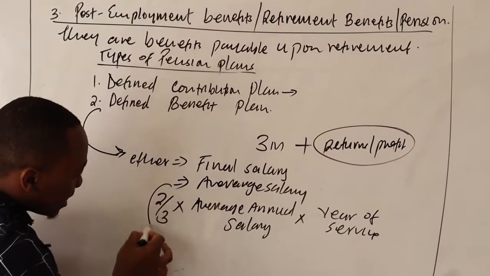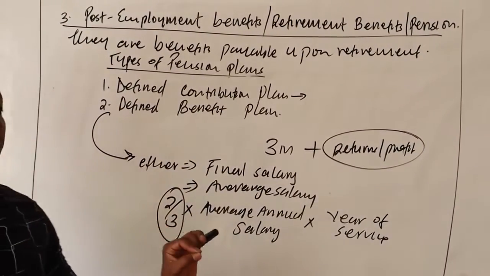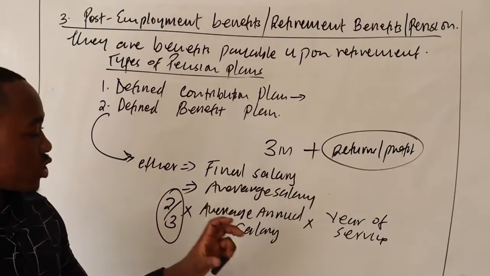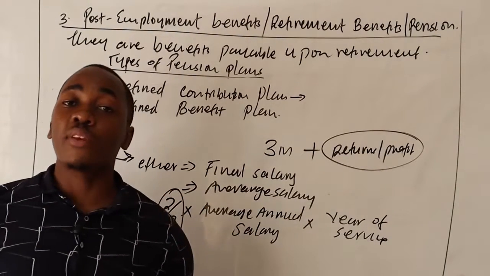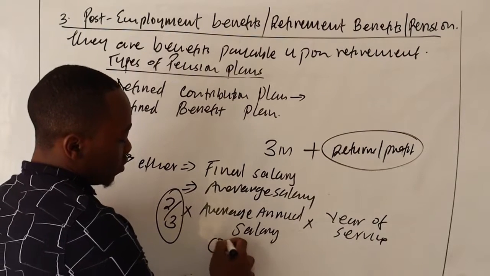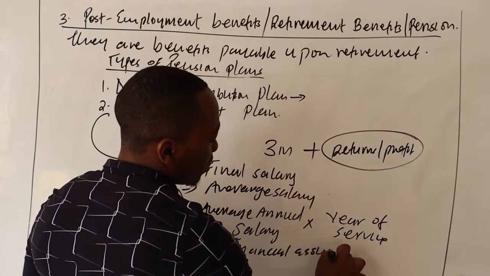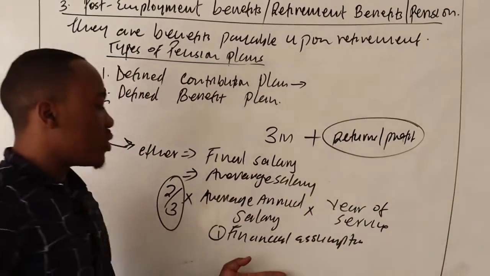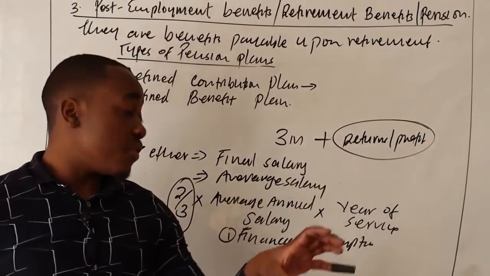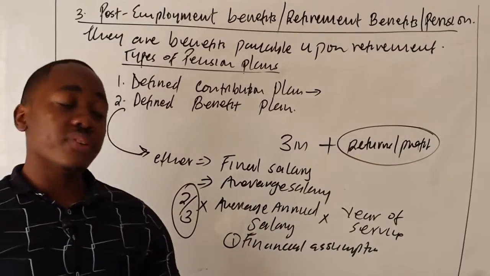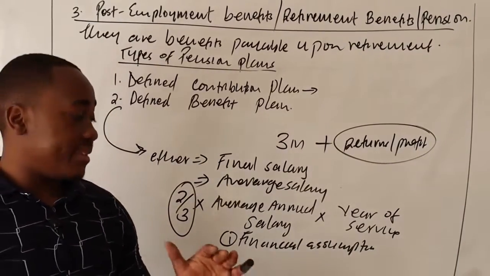This 2/3 calculation will be based on what we call actuarial assumptions. For actuarial assumptions, we have the financial assumptions, which are the factors to consider. For financial assumptions, they may look at things to do with the inflation rate, required rate of return, interest rate, etc.